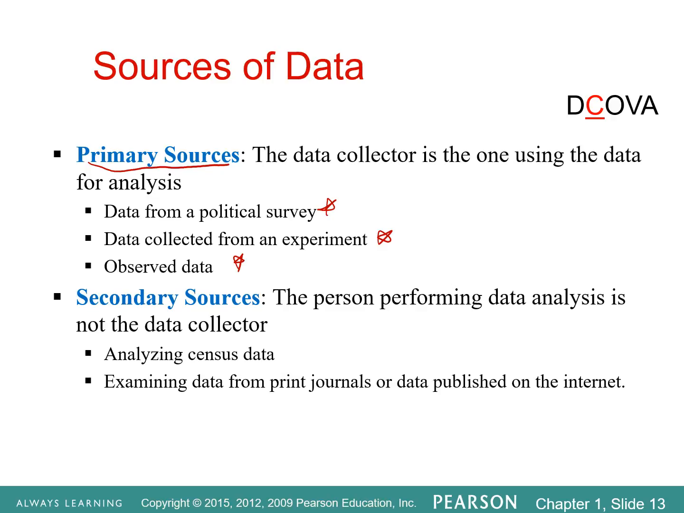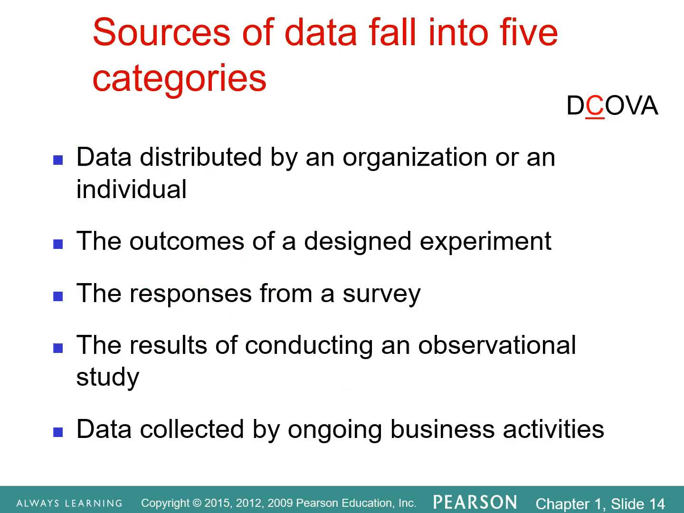Now, secondary sources, which you're going to be utilizing quite a bit in this class, is maybe you're getting data from the census, right? How many renters are there in the zip code 92113? You would look that up online. Or you can examine data from print journals or data published on the internet, and you will be doing quite a bit of this. It's actually part of your first project, is looking up secondary sources of data.